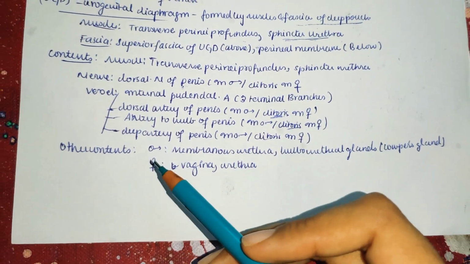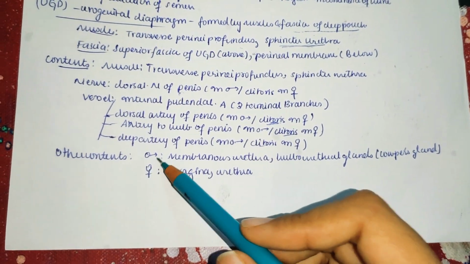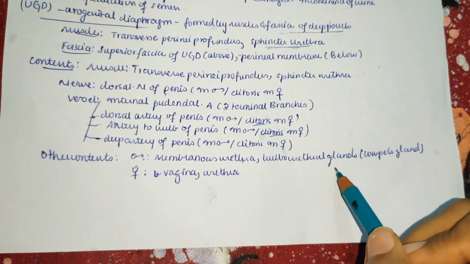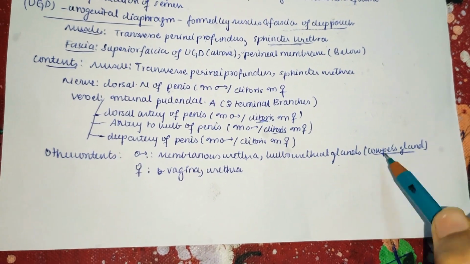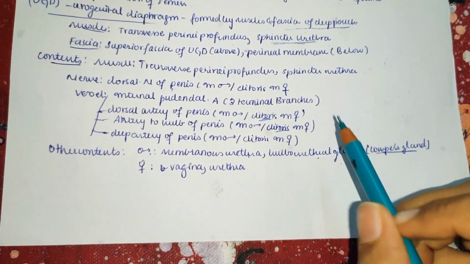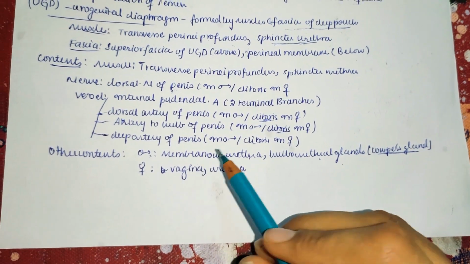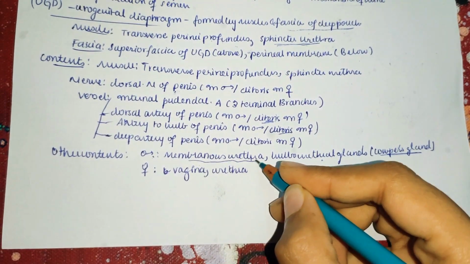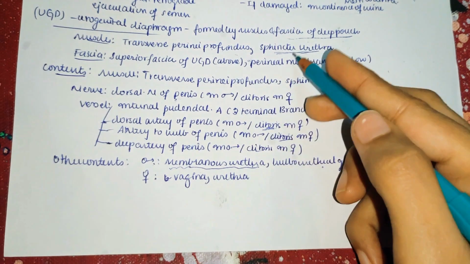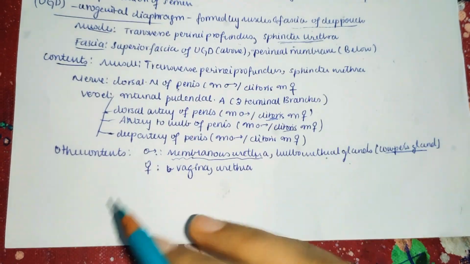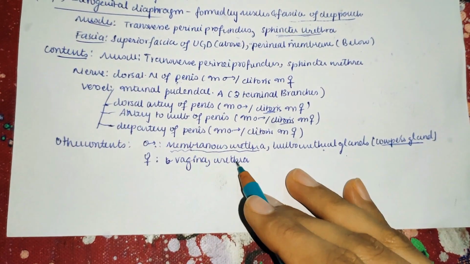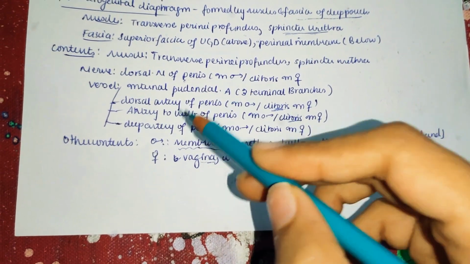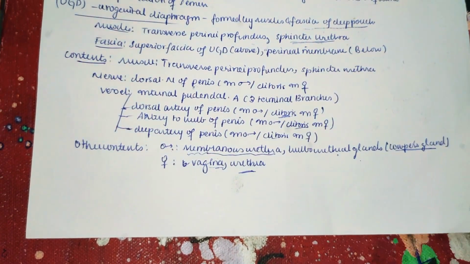Some other contents in the deep space: in the male, the membranous urethra and the bulbourethral glands, which are Cowper's glands. Cowper or bulbourethral, they are present in the deep space. The membranous urethra is in the deep space because around the membranous urethra you have your sphincter urethrae or external sphincter. So like that you can remember. And in the case of female, the vagina and urethra, very important: vagina is inside, urethra is also inside, that is in the deep space.